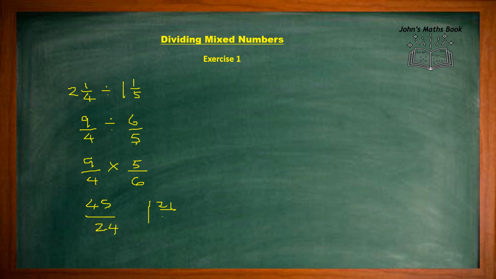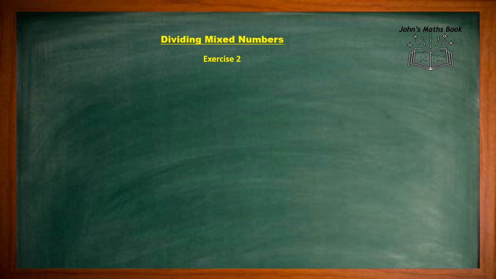So the answer is 1 and 21 over 24. Now we can simplify that further by dividing 3 into the fractional part, which will give us: 3 into 21 goes 7 times, and 3 into 24 goes 8 times. So 1 and 7/8 is the answer.